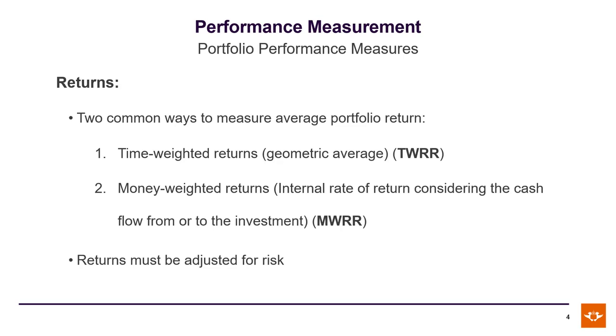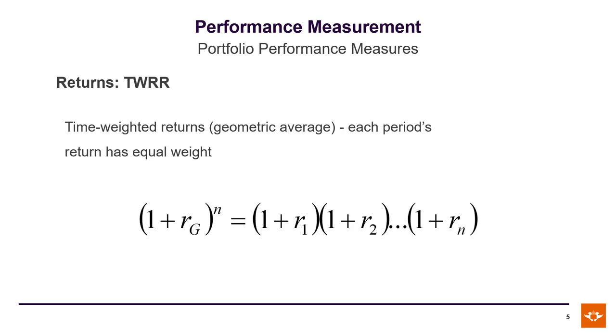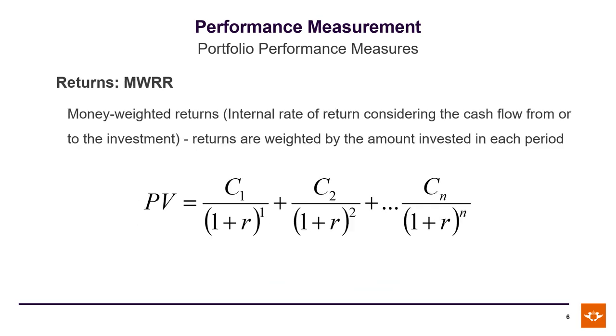A time-weighted rate of return is a geometric average of the returns that have been generated over the performance period. Each period's return, as we know, has an equal weight. When we look at money-weighted rates of return or internal rates of return, then the returns here are weighted by the amount that is invested in each period, as we can see from the cash flow formula below.